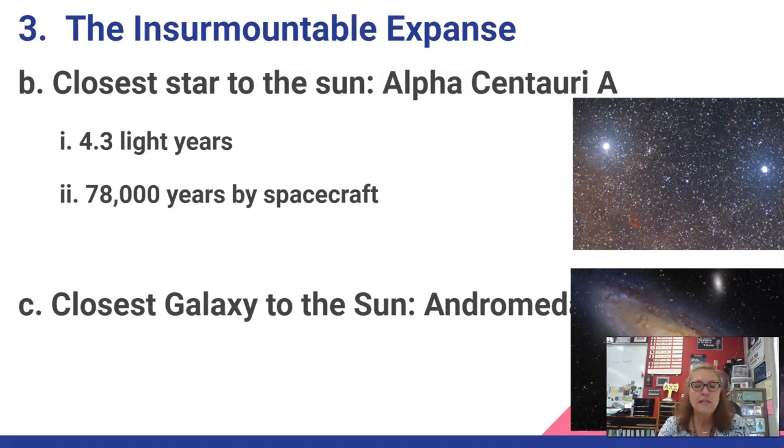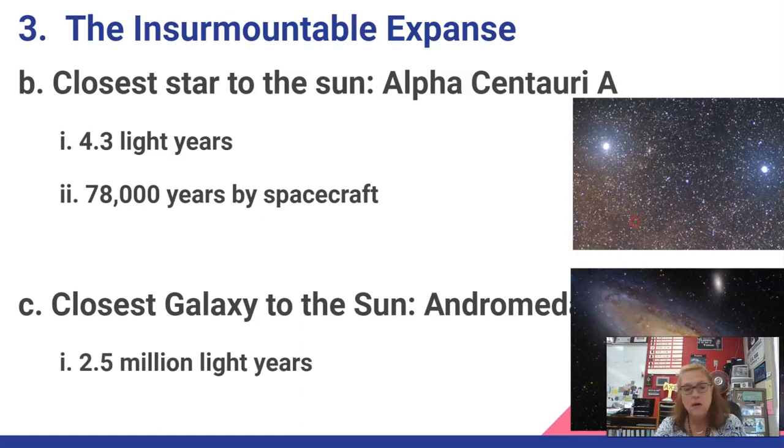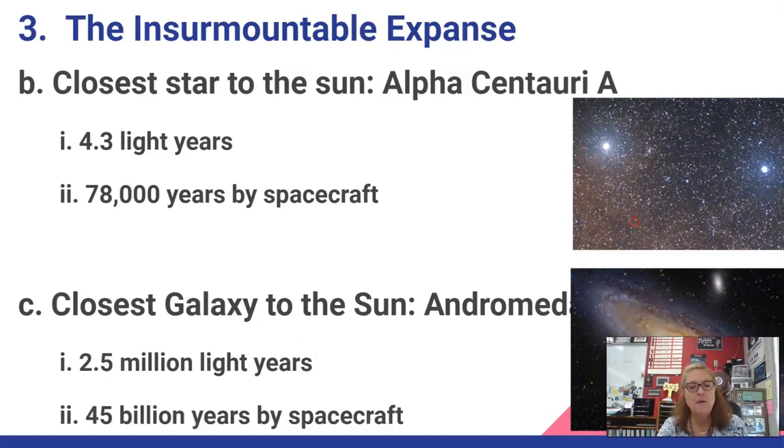So the closest galaxy to the sun is Andromeda, and that would be 2.5 million light years and 45 billion years by spacecraft. So again, that is just crazy, isn't it? I don't think it's ever going to happen that we're going to send something out to Andromeda. Okay, let's go on to the next one.